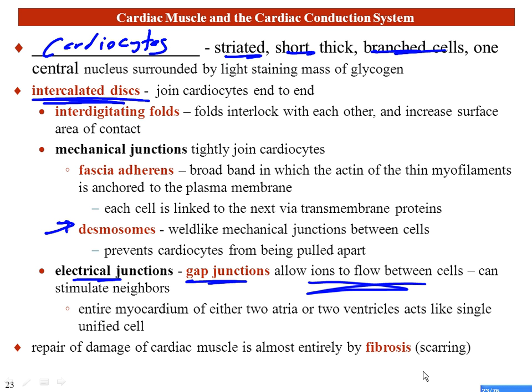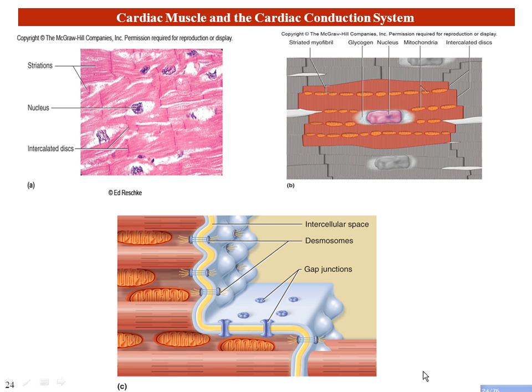Now, cardiocytes themselves, they don't divide. So if a cardiocyte dies because of some type of infarction, it's not going to be replaced. And that's why heart attacks can be so damning, because of the inability of the heart to replace damaged muscle. So instead of muscle being regenerated, scar tissue is going to take its place. Remember fibrosis, the process of forming scar tissue, assuming somebody lives from their heart attack.